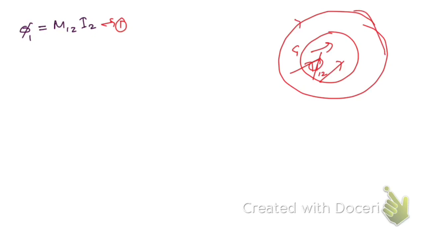So the magnetic field at the center of a coil, we know the formula: the magnetic field produced by a coil at the center is given by mu naught I by twice its radius. If we have n number of turns in the coil, then we have to multiply by n here, okay.